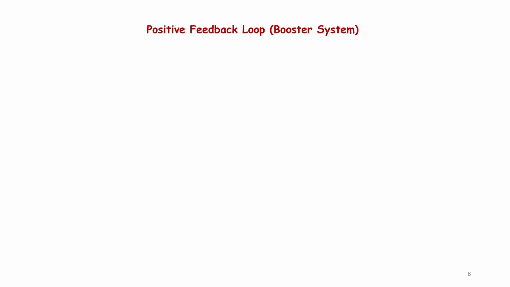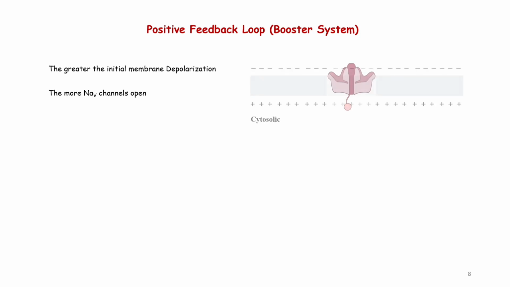Now, what about the booster system? Basically, this booster system is actually a positive feedback loop. The greater the initial membrane depolarization, the more voltage gated sodium channels actually open, because voltage gated sodium channels act as threshold sensors. They can sense the change of voltage. So if more voltage gated sodium channels open, what happens? More sodium ions actually enter inside the neuron, and that causes more depolarization.